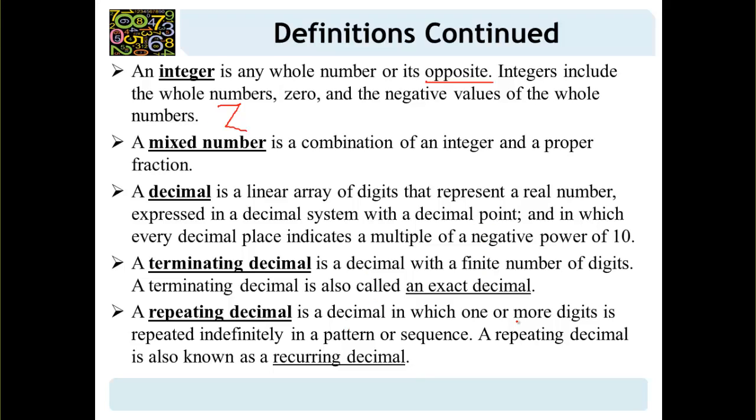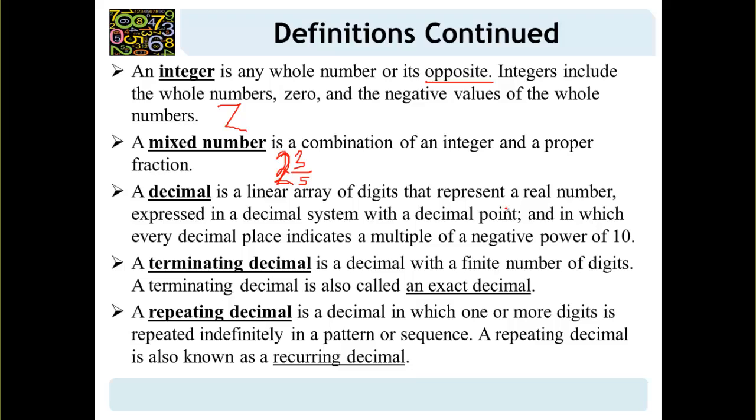A mixed number is a combination of an integer and a proper fraction. Of course, if we have something like 2 whole number, 3 out of 5, the integer is the 2, and then the proper fraction is the 3 out of 5. This is a mixed number.